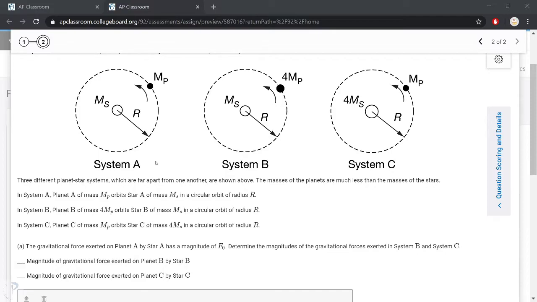In C, what's different? Well, the force is still 4, except the mass is different. M_P v squared over r. So when you square root it, you get the 2.